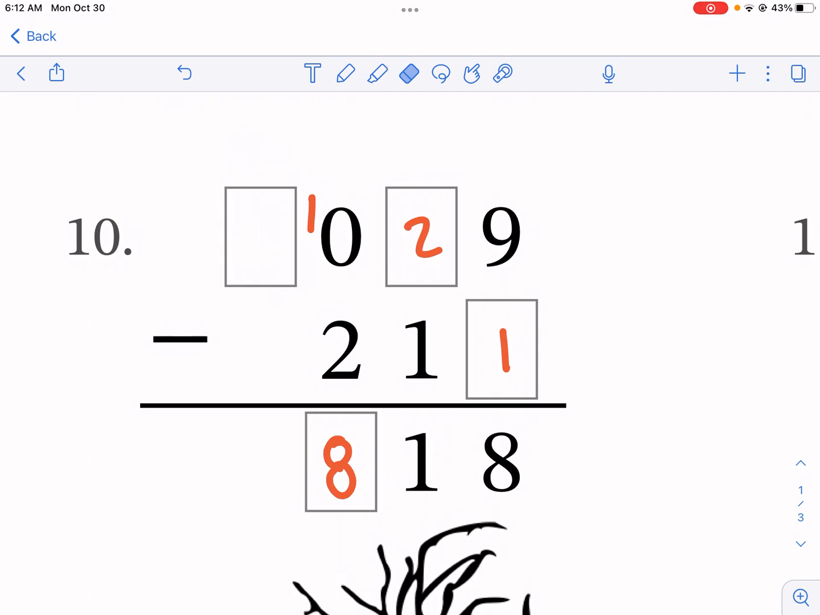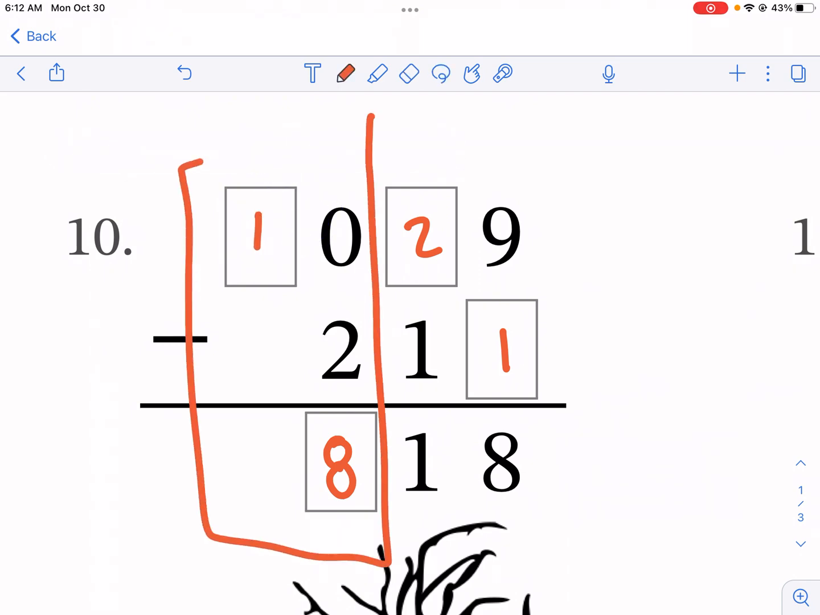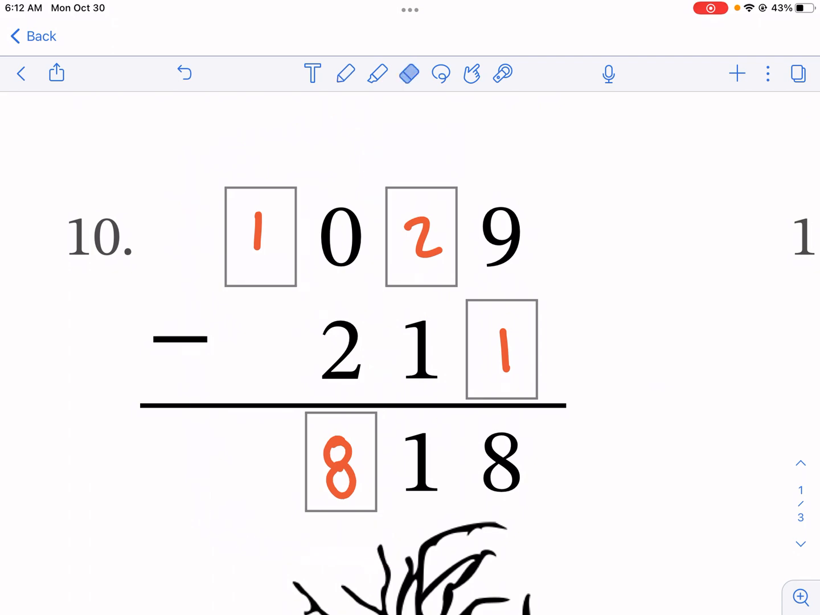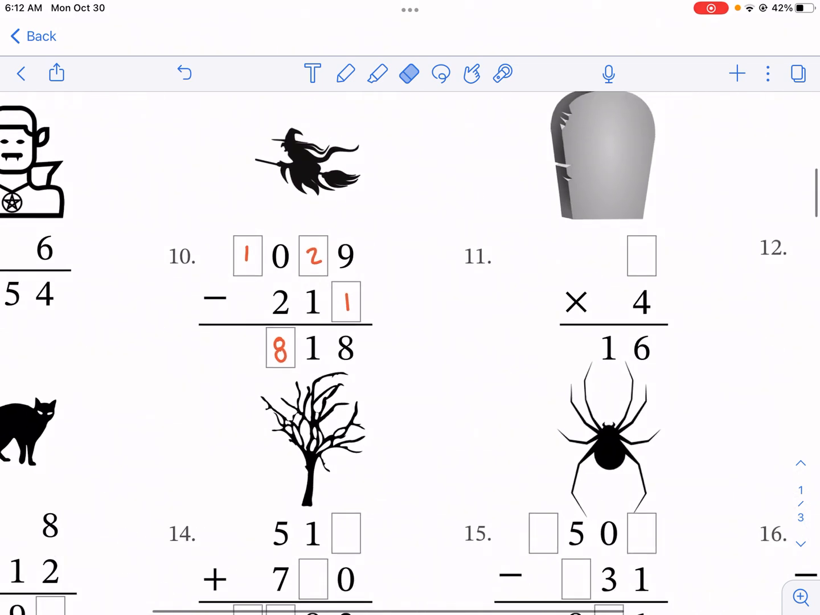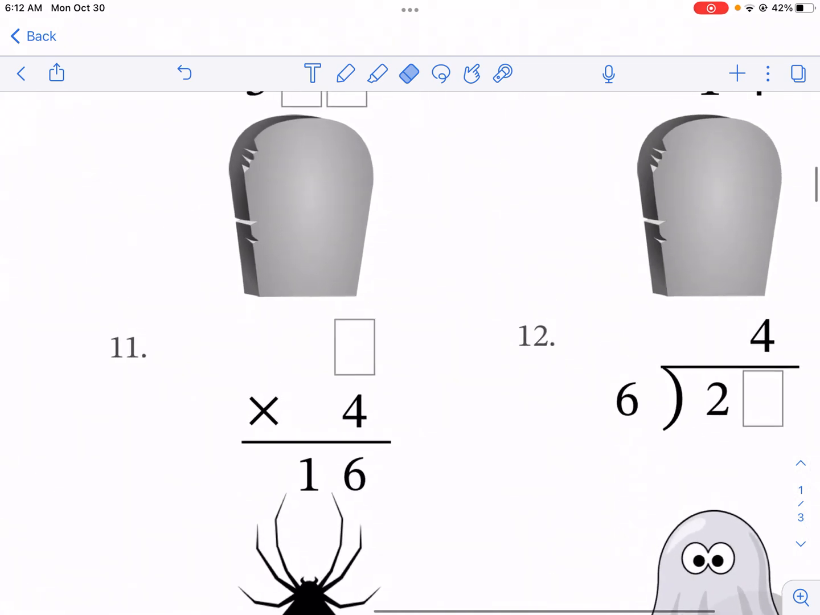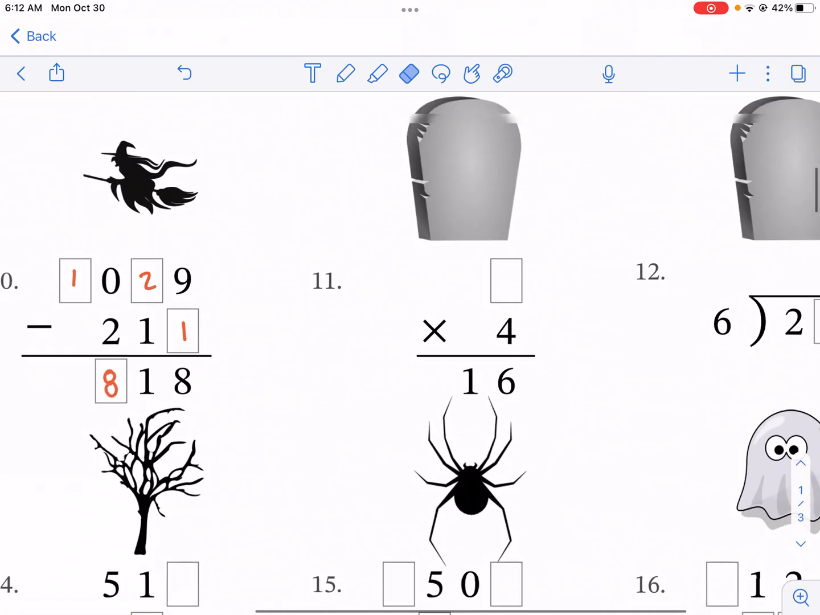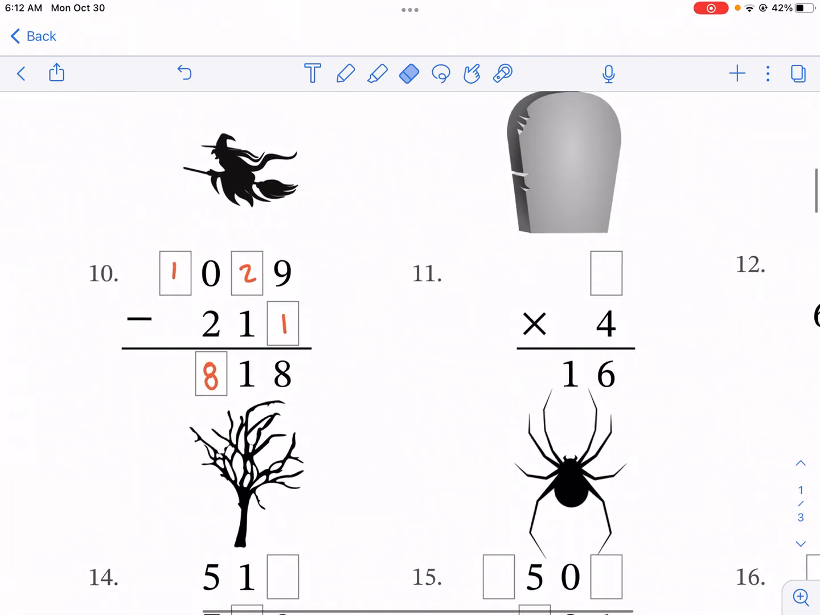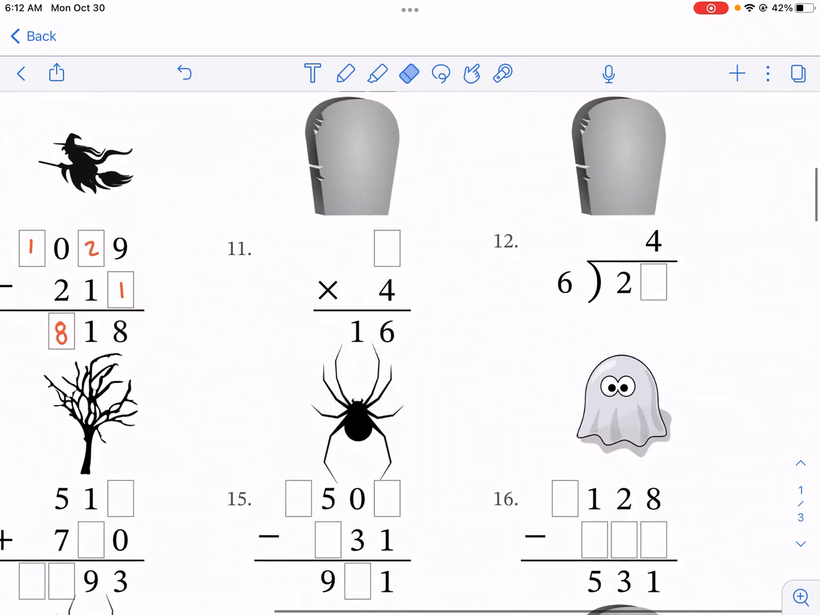Another way to think of it is we just have this number 10 here. Just think of this problem right here. Something minus 2 equals 8. Well, that's just 10. 10 minus 2 equals 8. So we know it's a 1 for all 3 of those reasons. Kind of a tricky problem, but we can think of it that way, okay? So just think about which one works for you and then roll with it.